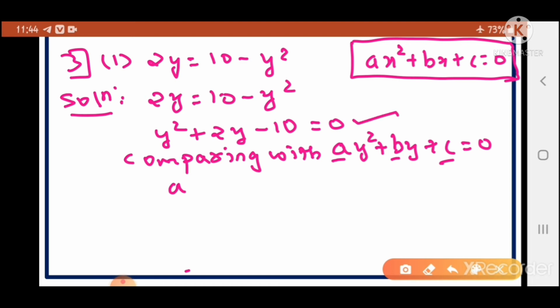Now you know what is the coefficient, that we have discussed in chapter number 1 also. कोएफिशिएंट मीन्स वेरिएबल के बाजू में जो नंबर लिखा है उसे कोएफिशिएंट बोलते हैं. तो y square के बाजू में कौन सा नंबर लिखा है? Nothing. So that means a is equal to 1, comma, y के बाजू में कौन सा नंबर लिखा है? +2, so b will be 2, and c is what? -10. Got it? So this is how you found the value of a, b and c. That's it for 1 mark.